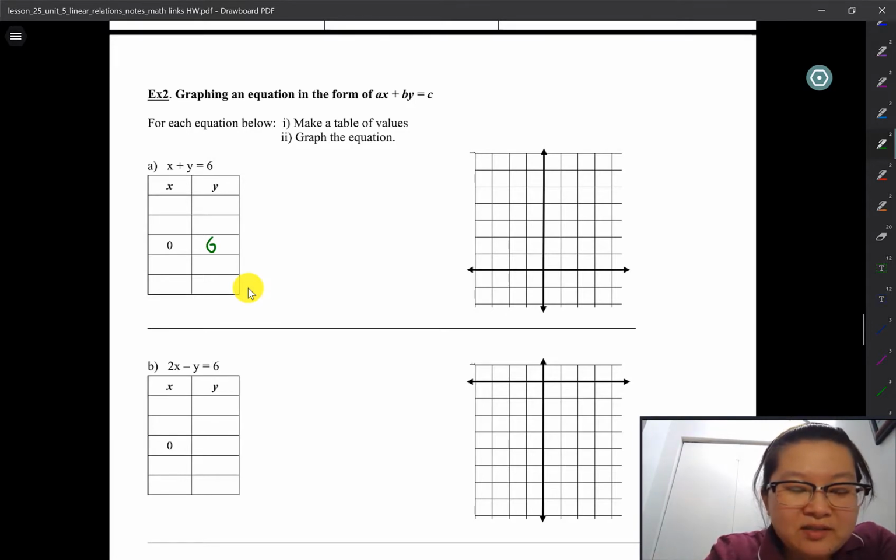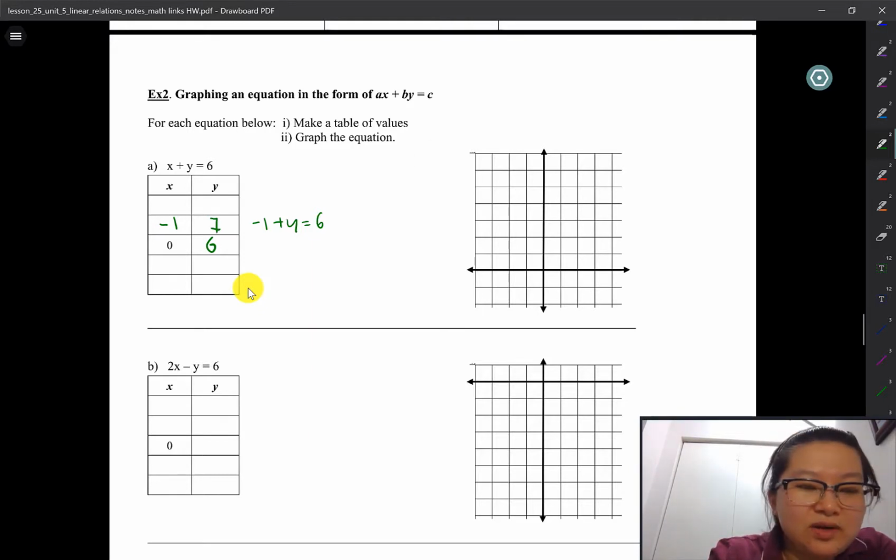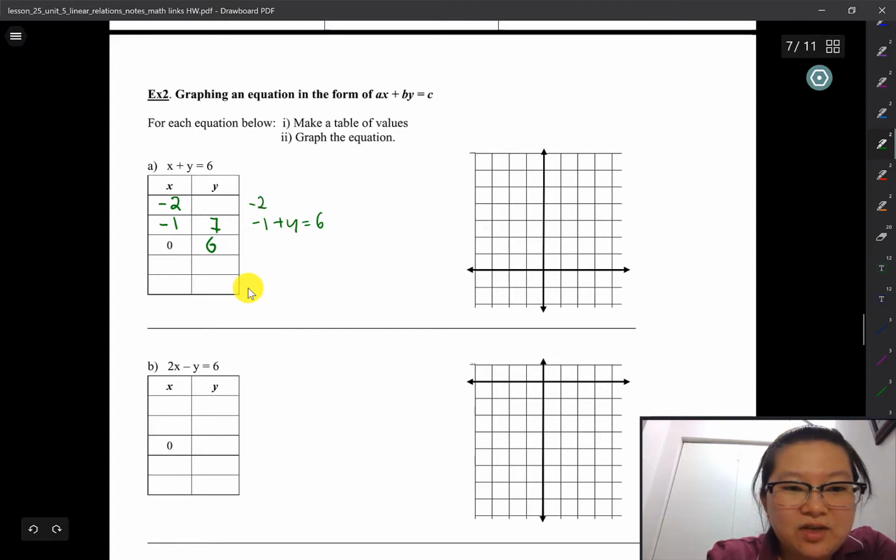Based on where they position the 0 in this question, it seems like we want to go less than 0, which is probably going to be -1. So let's try -1 here. If my x is -1, then I get -1 plus y is equal to 6. Moving -1 to the other side becomes plus, I get y is equal to 7. So what happens if I have -2? Then I have -2 plus y is equal to 6. If I move -2 over, that becomes +2. Y is equal to 8.